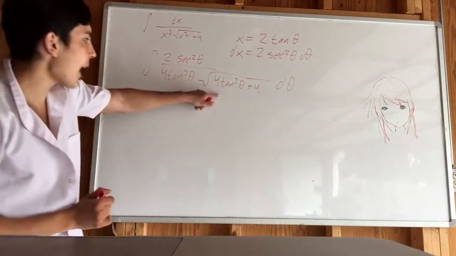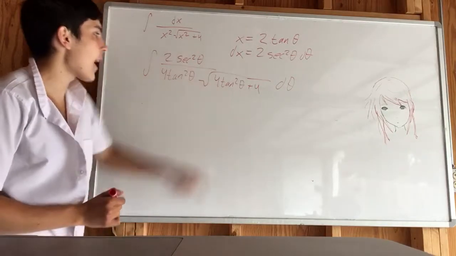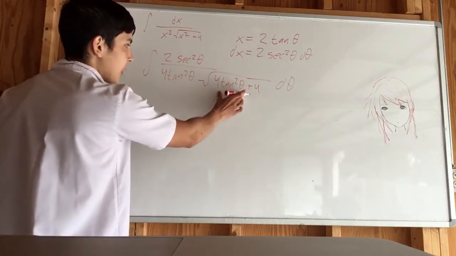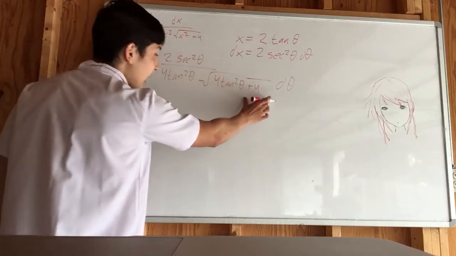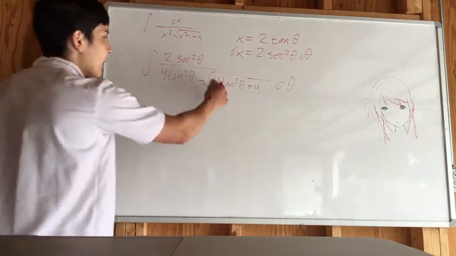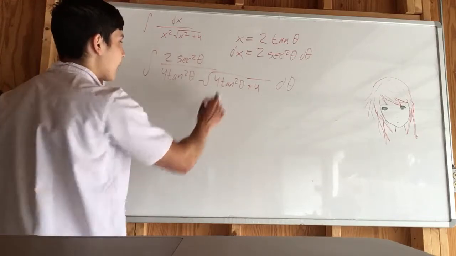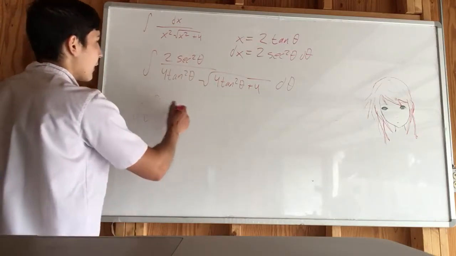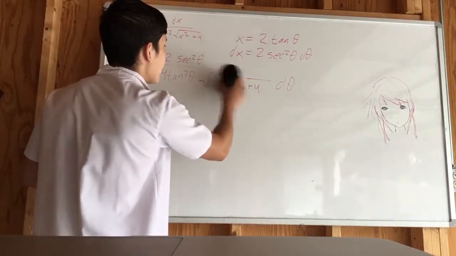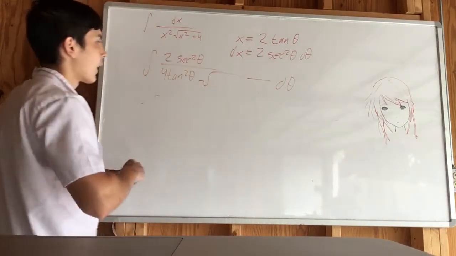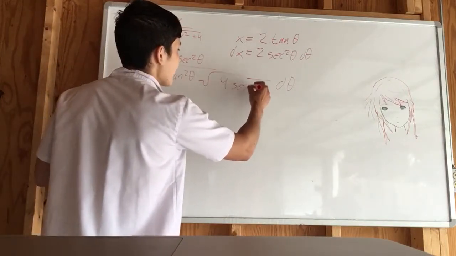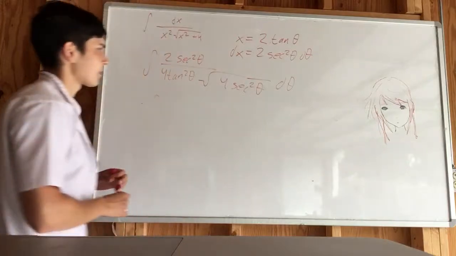Okay, now what do we have in here? Here we have 4 secant squared of theta. Because remember, by the trig identities, tangent squared of theta plus 1 gives you secant squared of theta. But we can factor out the 4, and so we have 4 secant squared of theta. I'm not going to write that entire thing again.